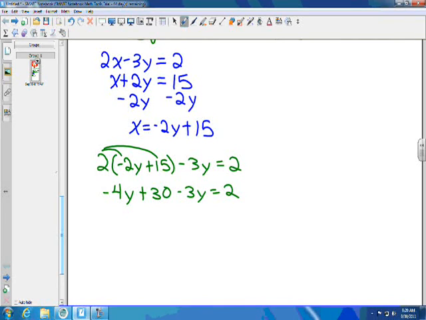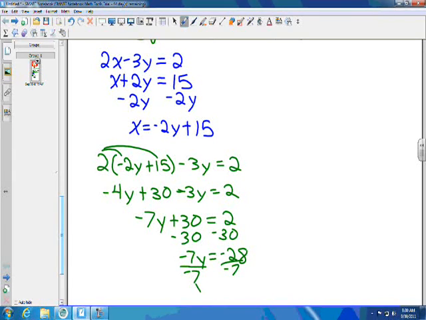So combining like terms there, what would we end up with? Which is doing this, negative 4y minus 3y, negative 7y plus 30. So negative 7y equals negative 28. Do what? So our y value of the point where these two intersect is 4.